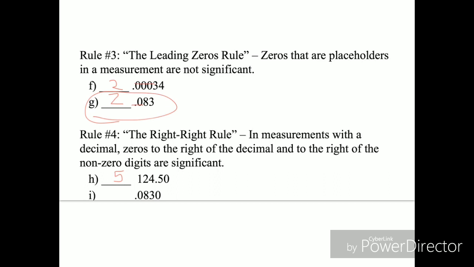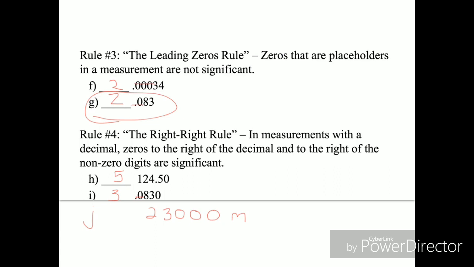Now, for letter I, we have to apply Rule 3 and Rule 4 to figure out the number of significant digits. Recall that leading zeros in front of a number are not significant. But since the trailing zero is present in a decimal number, it is significant. So this value has 3 significant digits. Let's try one more interesting practice before we do more guided practice.